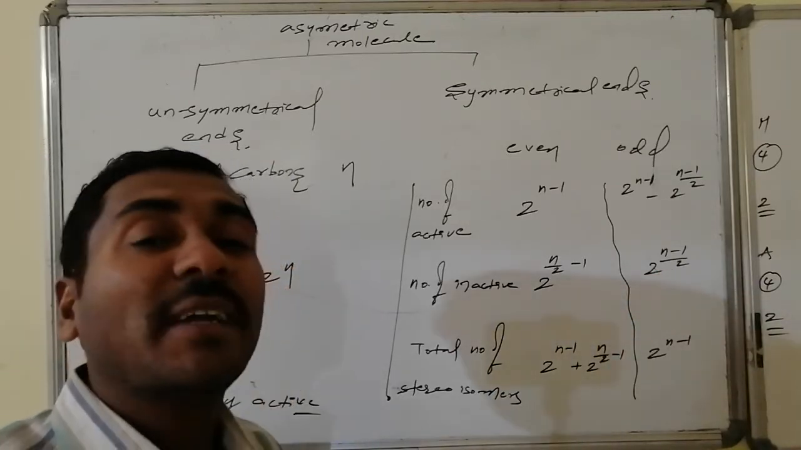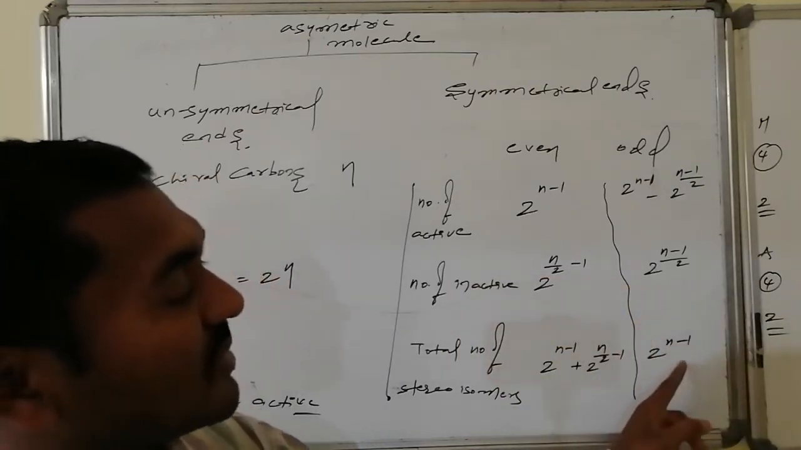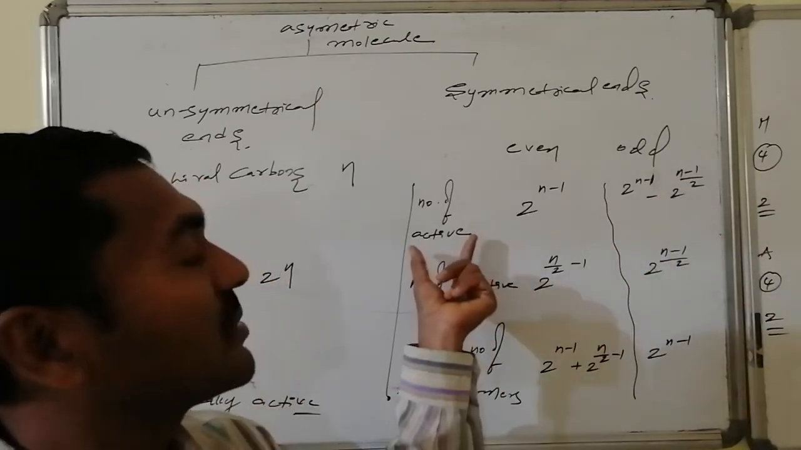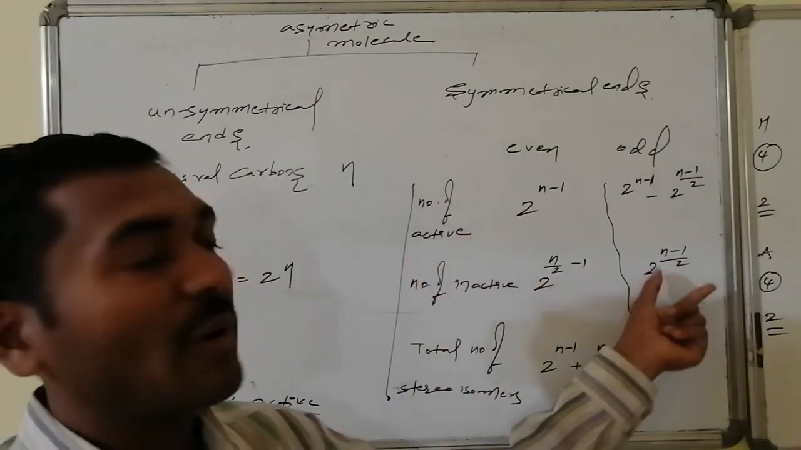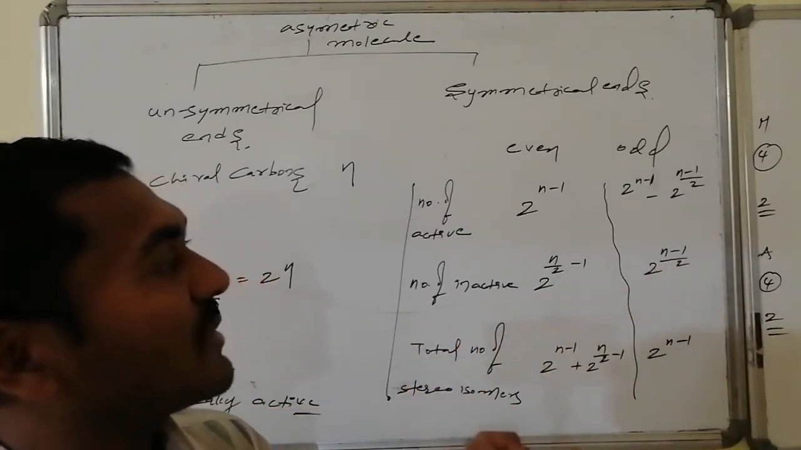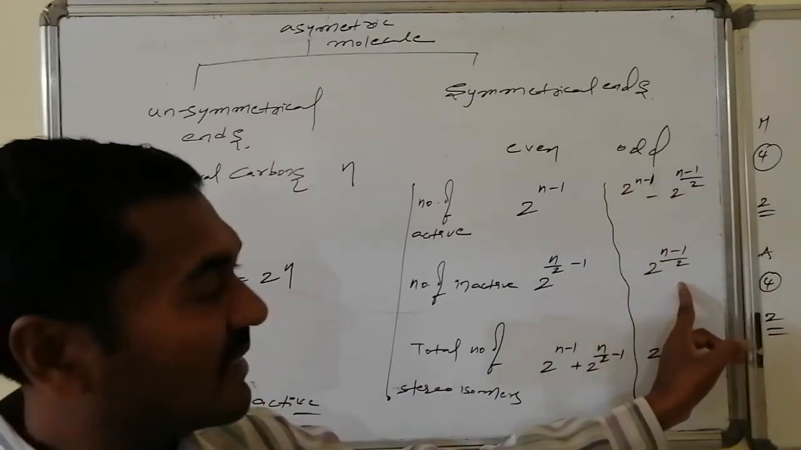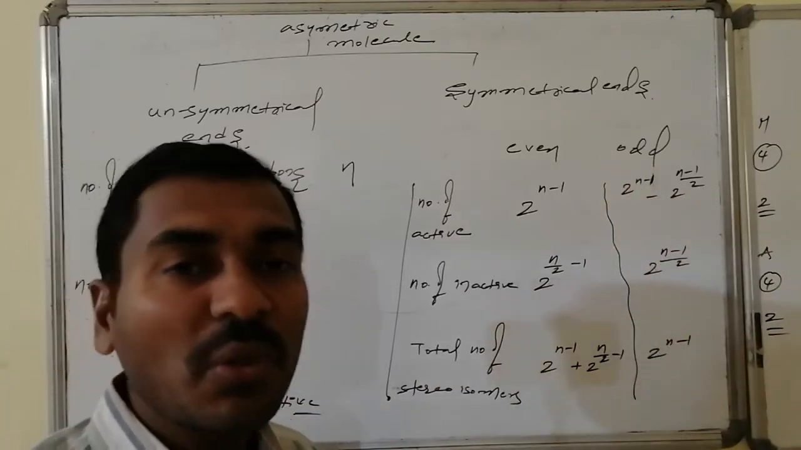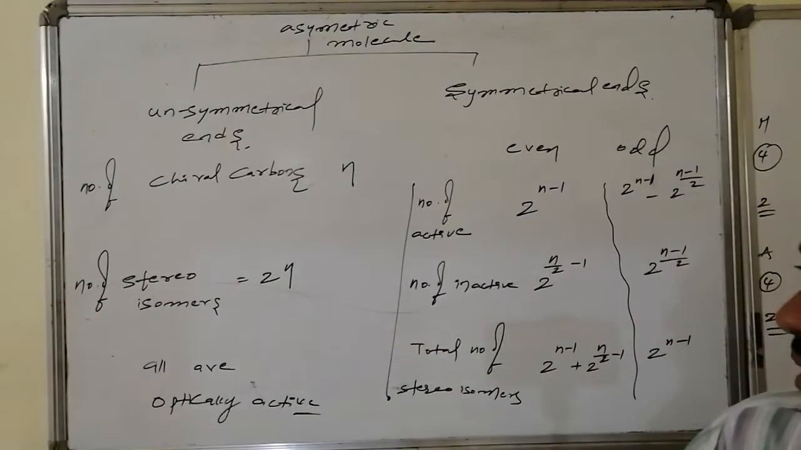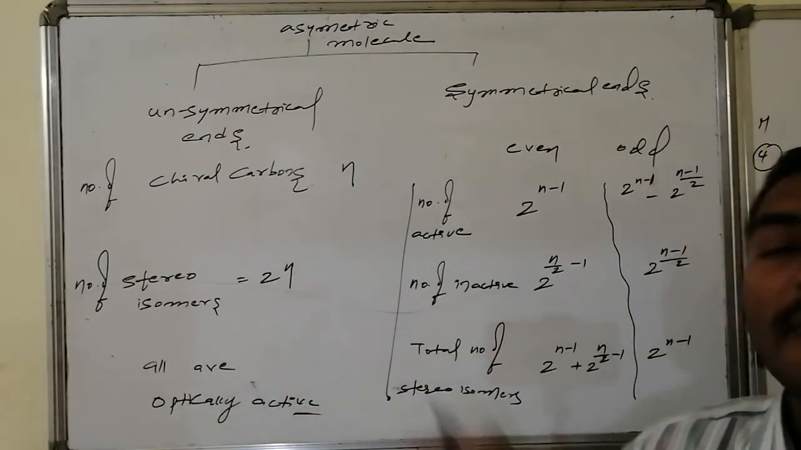The total number of active isomers is given by 2 power n minus 1 total minus meso, that is 2 power n minus 1 minus 2 power n minus 1 by 2. 2 power n minus 1 by 2 is the total number of inactive isomers, and the total number of stereoisomers is this plus this, where the addition and subtraction cancel one another, giving 2 power n minus 1. Thus with unsymmetrical ends, all are optically active. There is no meso compound, there is no inactive compound, and the total is 2 power n.